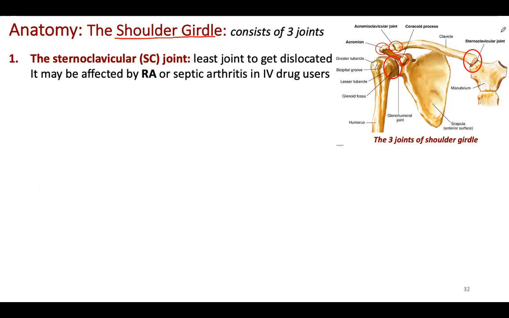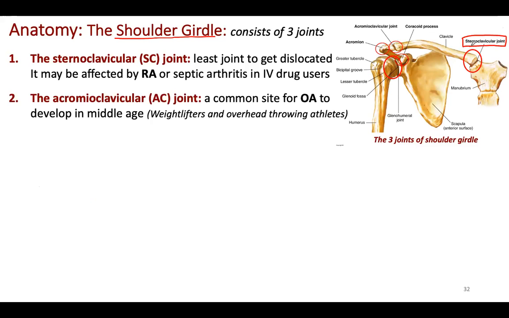The first one is the sternoclavicular joint, the joint between the sternum, the chest bone, and the medial end of the clavicle. And the second is the acromioclavicular joint, the joint between the distal end of the clavicle and the acromion process of the scapula.